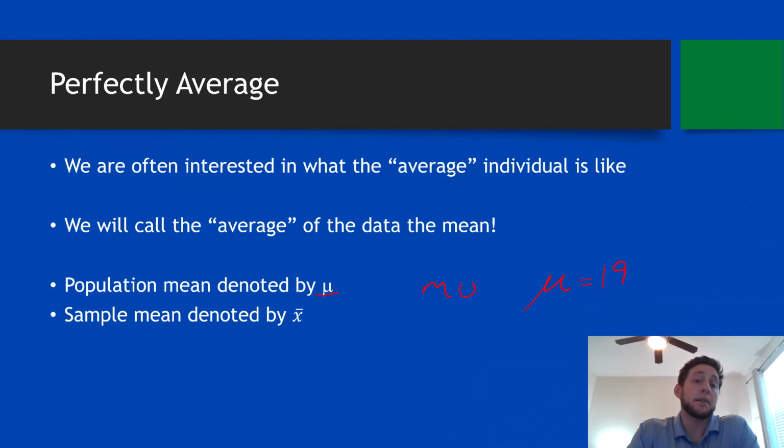Now, if I ever want to talk about the sample, I'll talk about x bar. That is x with a bar over top. We're not really reinventing the wheel here. So if I say something like x bar equals 18, that means my sample mean is 18. So my sample average is 18 in this circumstance.